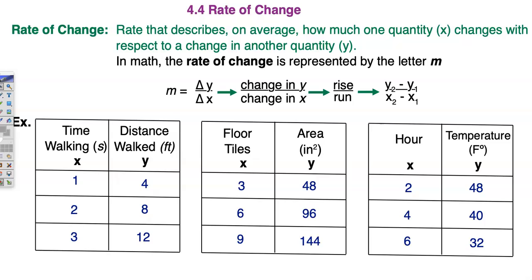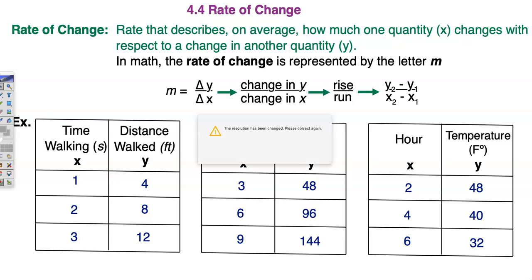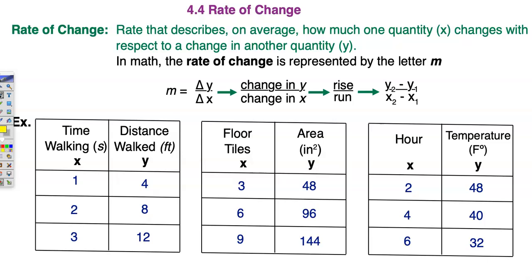Today's lesson is on rate of change, and rate of change is a rate that describes on average how much one quantity, x, changes with respect to a change in another quantity, which we call y. In math, the rate of change is represented by the letter m. It also means something else that we're going to find out, which is slope.